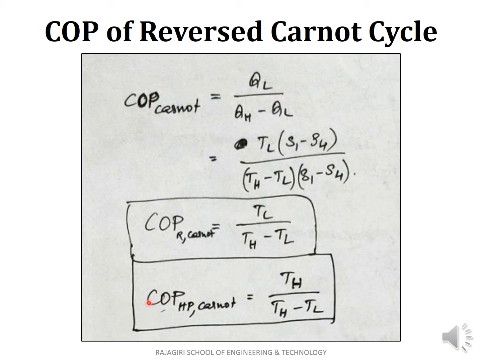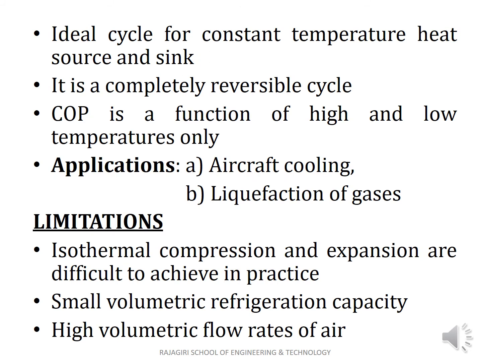In the same way you can find the COP of a Carnot heat pump, which is equal to TH divided by (TH minus TL), where QH is the desired output. So the reversed Carnot cycle is an ideal cycle for a constant temperature heat source and sink. All the processes in a reversed Carnot cycle are completely reversible, so the cycle itself is a completely reversible cycle. As from the expression in the previous slide, we can say that the COP is a function of high and low temperatures only.